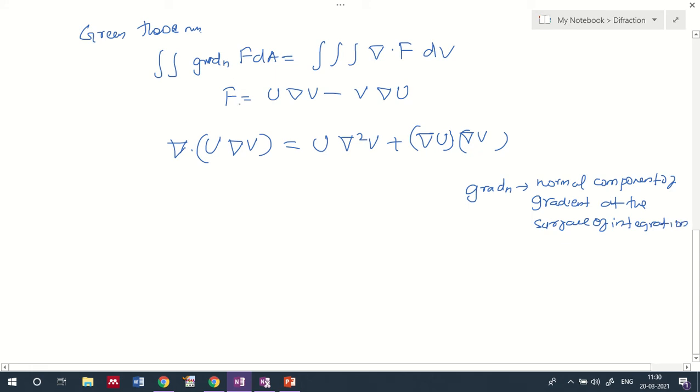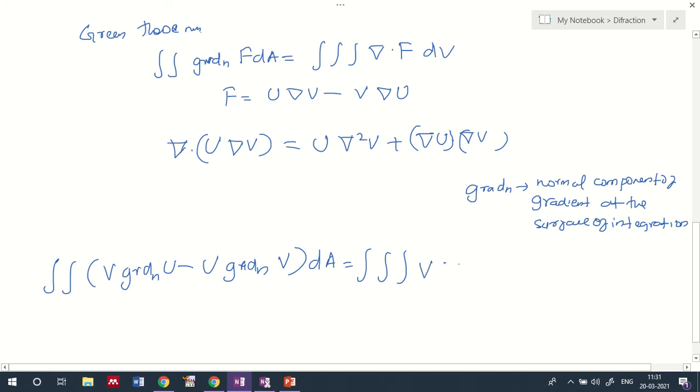Now you put f equal to u del v minus v del u in this equation, and by using the vector identity you will get an equation like this: the double integral of v grad n u minus u grad n v dA is equal to the triple integral of v del squared u minus u del squared v over the volume dV.